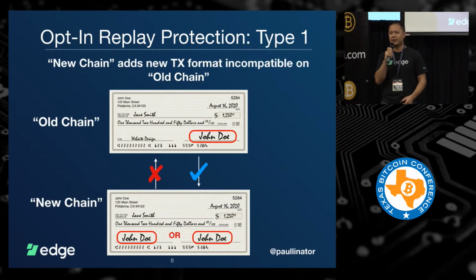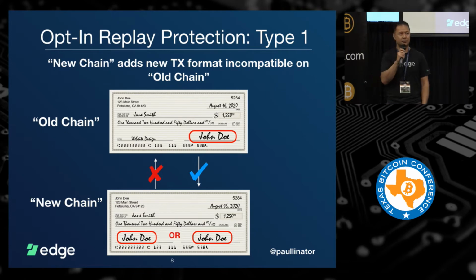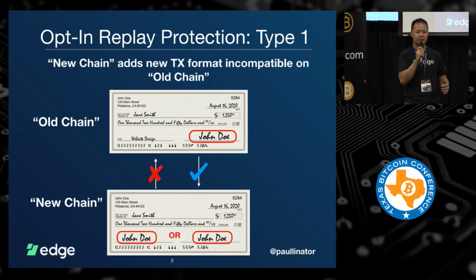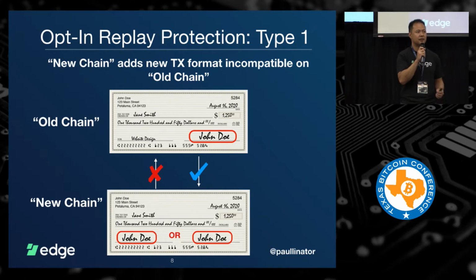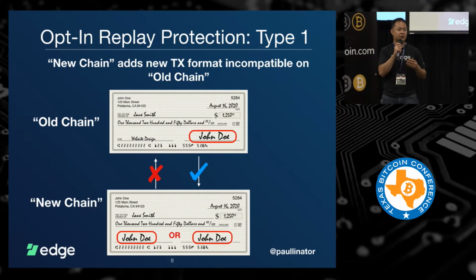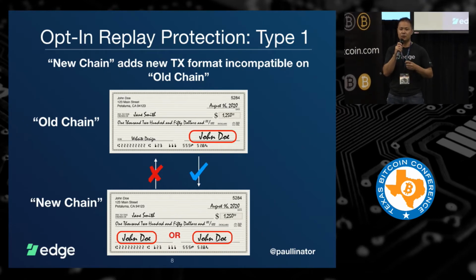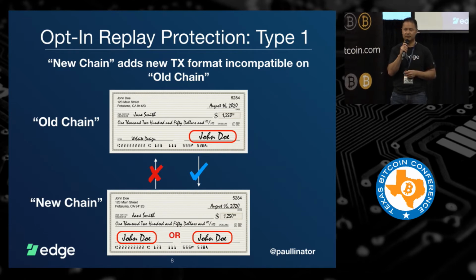Then we have what's called opt-in. This gets much more complex. So with opt-in replay protection, there's a couple different types. The first one we'll talk about is one such that the new chain, the new system, introduces a new format. A new check format, one that does not work on the old system, even though the old check format works in the new.